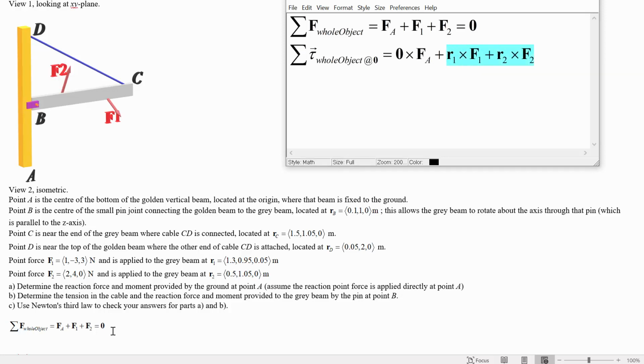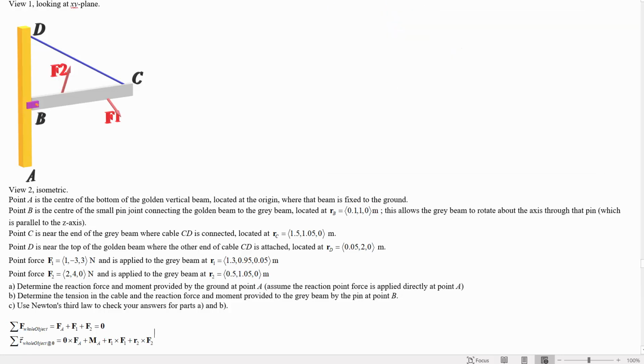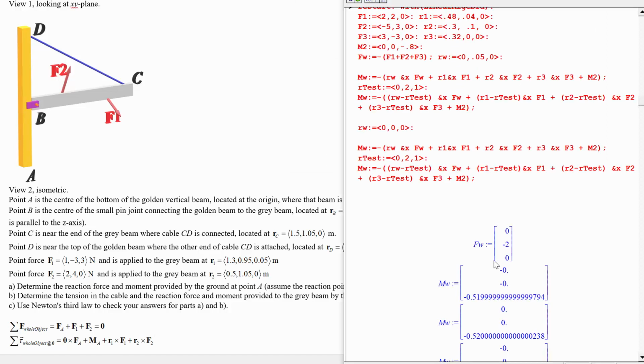But to make sure that this is 0 for any arbitrary F1 and F2, you can see that this isn't going to cut it. We also are going to need, as usual with a fixed support, a moment to be applied. Okay, so that tells us what FA has to be and what the moment has to be. All right, let's implement this.